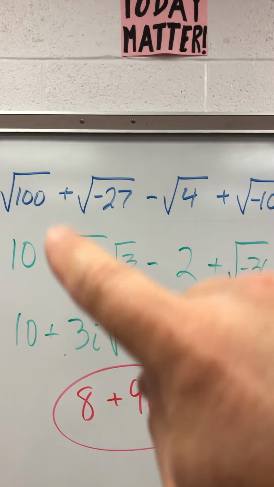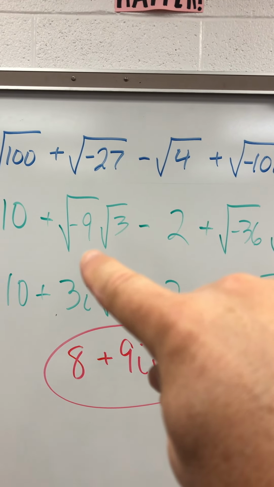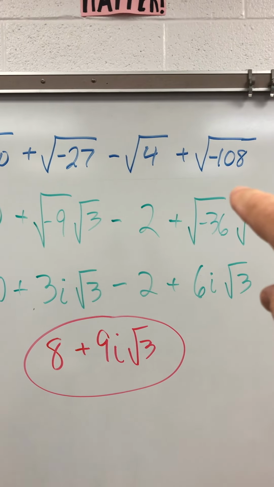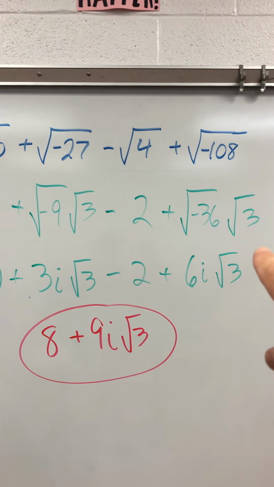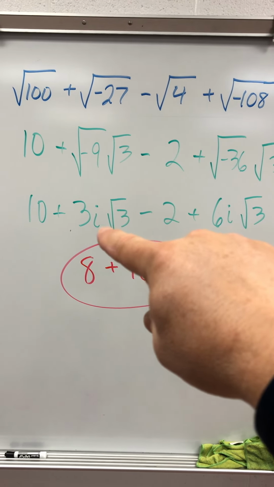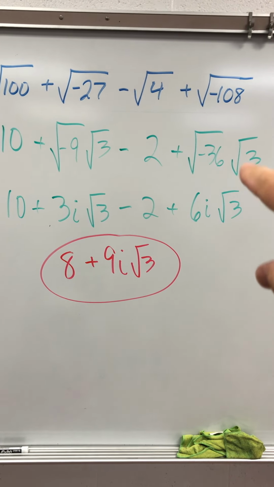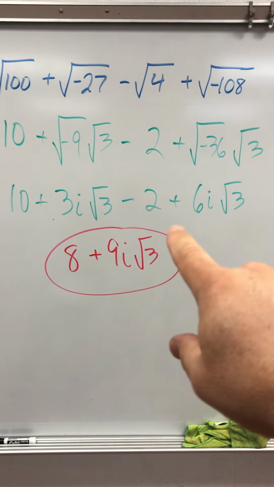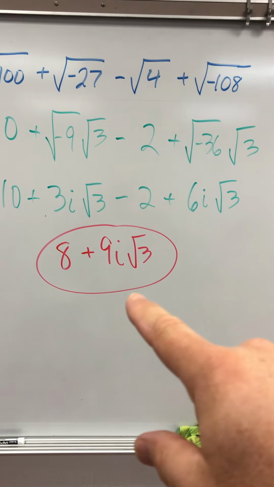Over here, square root of 100, that's 10. Square root of negative 27, we're going to take the perfect square with the negative times square root of 3. Square root of 4 is 2. Square root of negative 108, we're going to take the perfect square, 36, with the negative, times square root of 3. Okay? So, square root of negative 9 is 3i square root of 3, plus 2, plus square root of negative 36 is 6i square root of 3. So you got 10 minus 2 is 8. 3i plus 6i is 9i square root of 3.